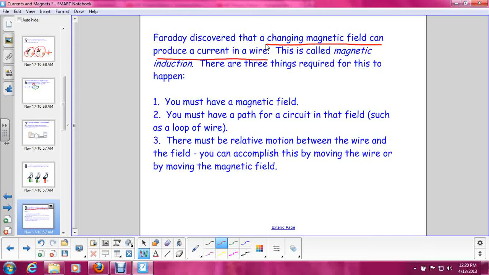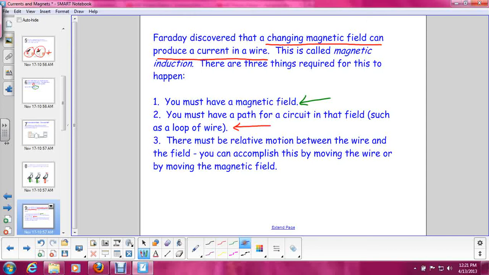So you need three things to make this happen. You must have a magnetic field. So you need a magnet. If you don't have a magnet or some kind of magnetic field, obviously this isn't gonna work. Two, you must have a path for a circuit in that field. So you can have a loop of wire or whatever, but it needs to be a complete path. It needs to be a complete circuit. If you just have one long string of wire and it's not connected to anything or to itself, that is not a complete loop. You will not get current running through that.